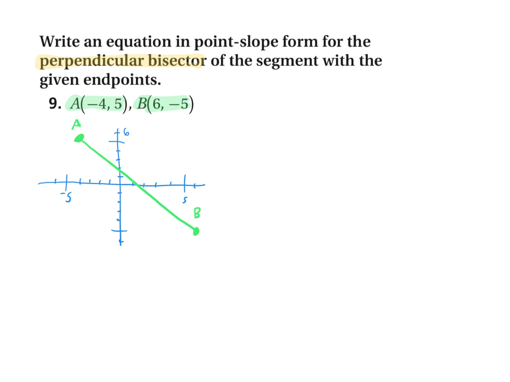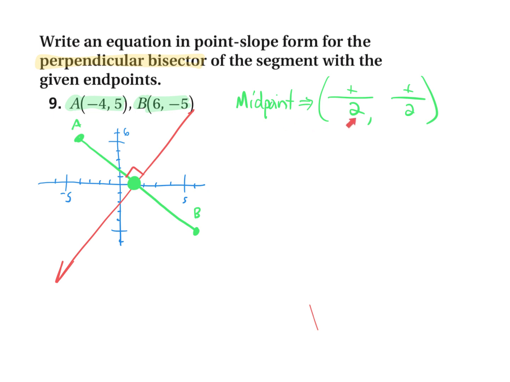So if we drew that line, it would be somewhere around here, and it would be perpendicular. Well, if it's the bisector, it goes through the green segment's midpoint.